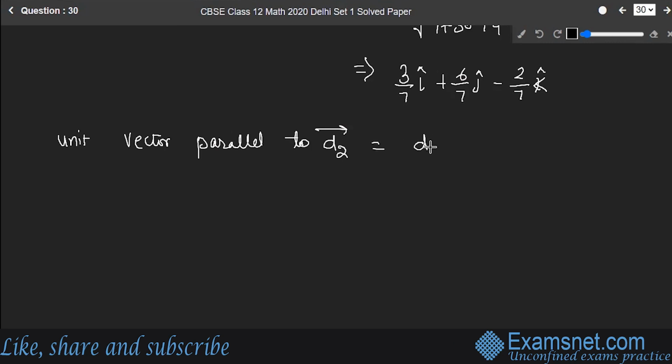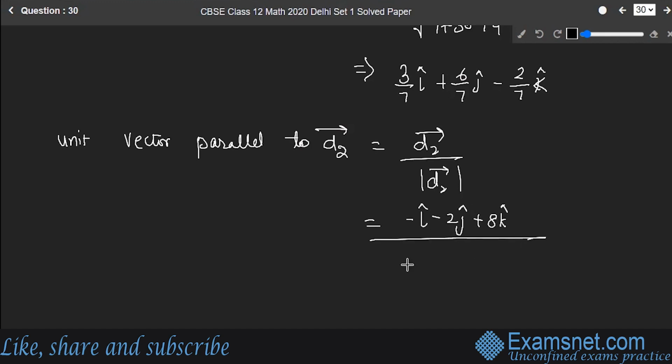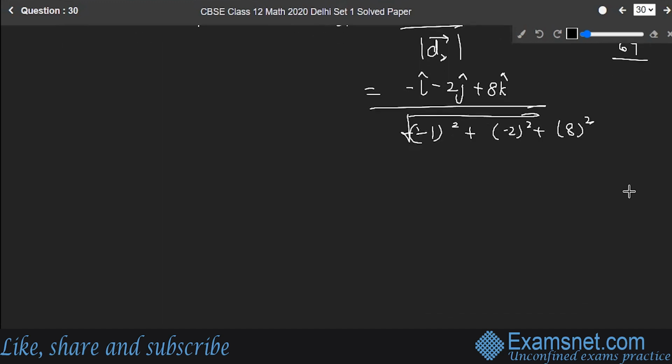The unit vector parallel to D2 will be given by the D2 vector divided by the magnitude of the D2 vector. The D2 vector was minus i minus 2j plus 8k, divided by the magnitude, which is the root of minus 1 square, minus 2 square and 8 square. This is 1 plus 4 plus 64, which is equal to 69. So this is equal to minus i cap upon root of 69 minus 2 upon root of 69 j plus 8 upon root of 69 k vector.